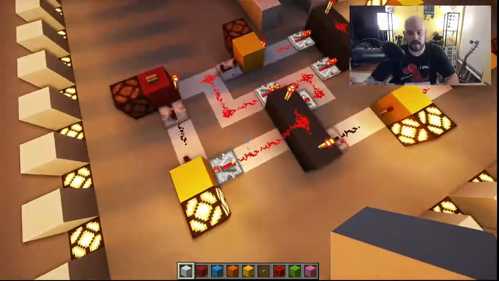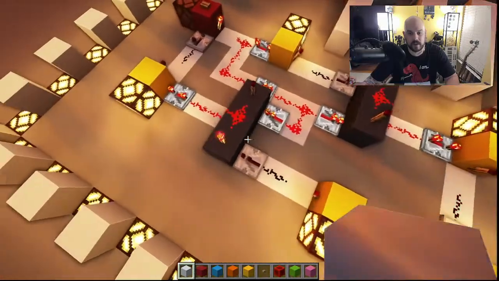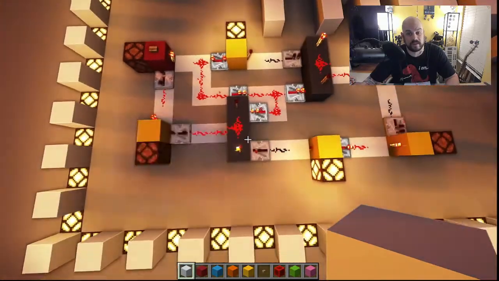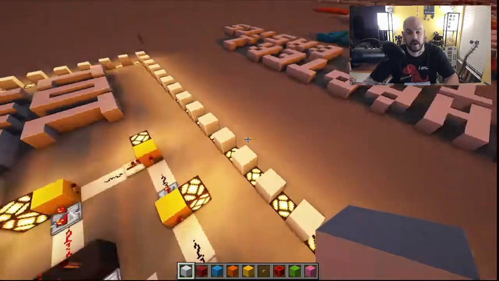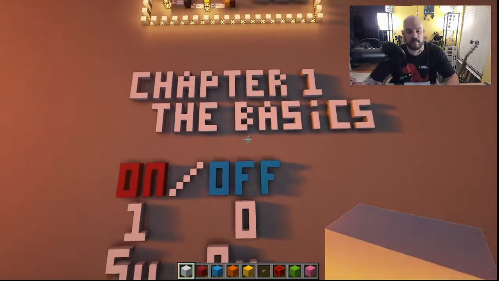You kind of see a little clock circuit here with a bunch of little torches and repeaters and things. Well, this circuit is pointless, let me just put it that way. It's just lights flashing around. But we're going to end up creating circuits like that. So chapter 1, the basics.